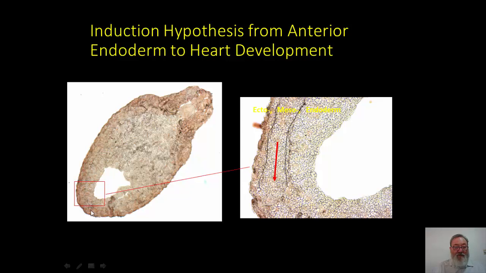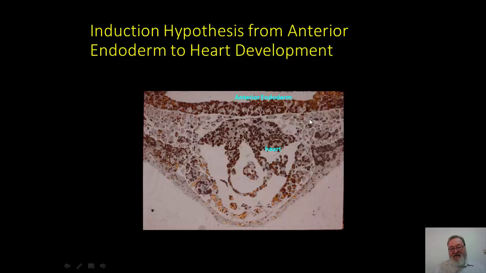It will fuse in the midline and form a heart right down in this area, receiving inductive influences all the time as it's migrating down along this endodermal area. By stage 35, the heartbeat stage, 34, 35, you can see that the heart tube is formed. Here it is. Here's the heart. It's formed into a tube now.